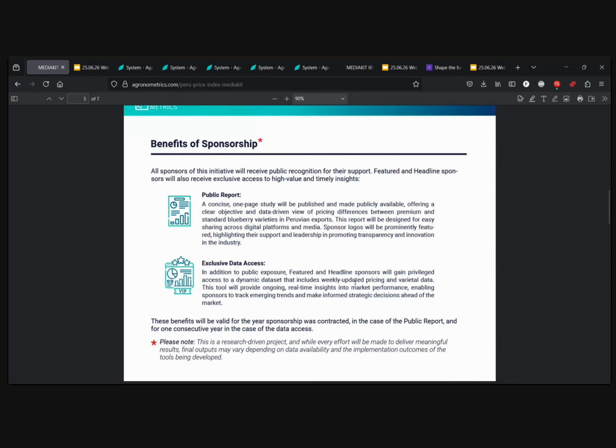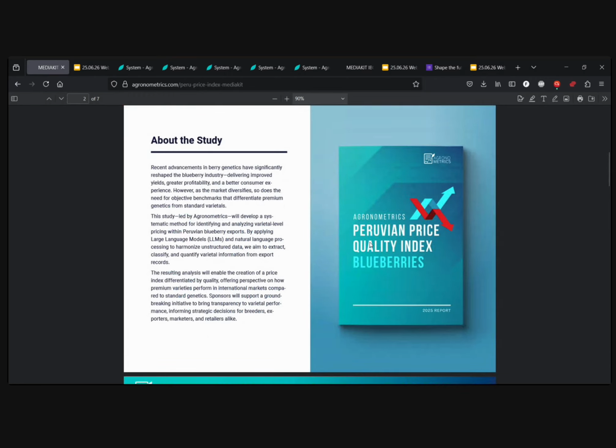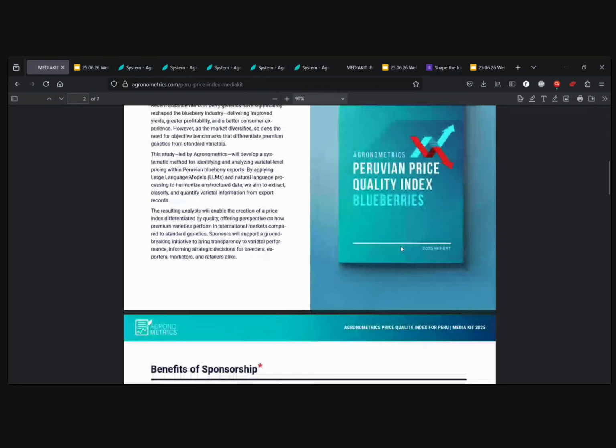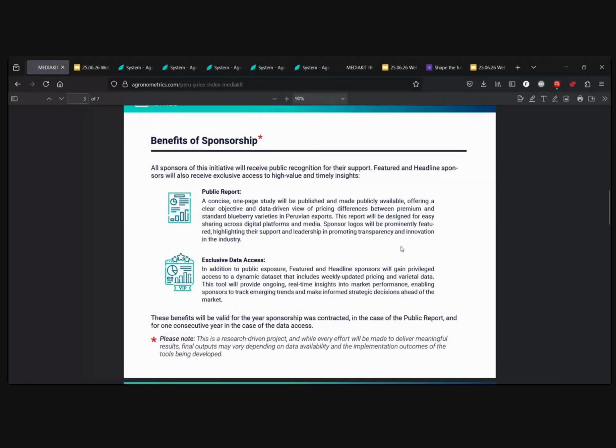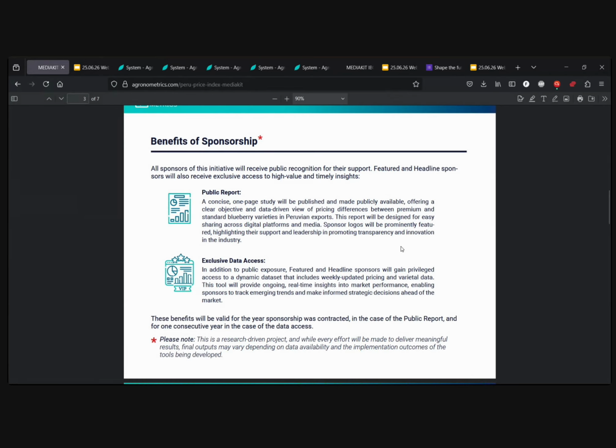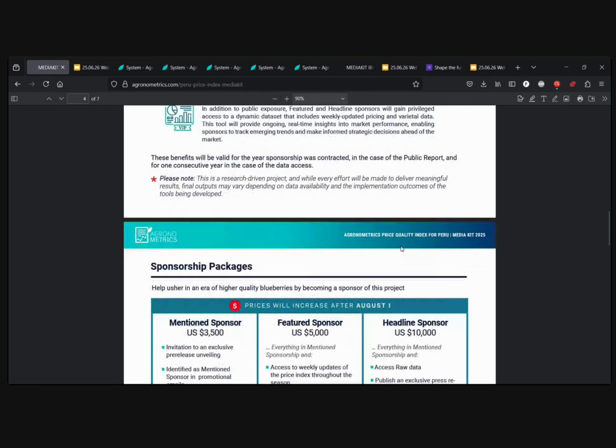This will come out in two different products. One will be a public report. It'll have a very nice cover, similar to the one that we see here in this slide. And the other one, for sponsors of this project, will be exclusive access to the data. There's several levels at which this will be made available.